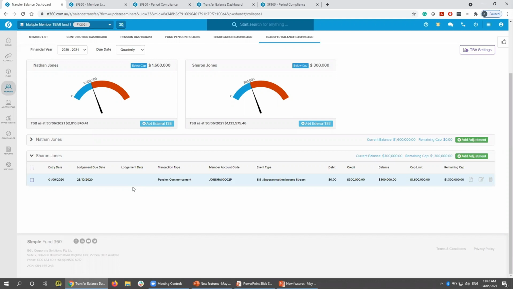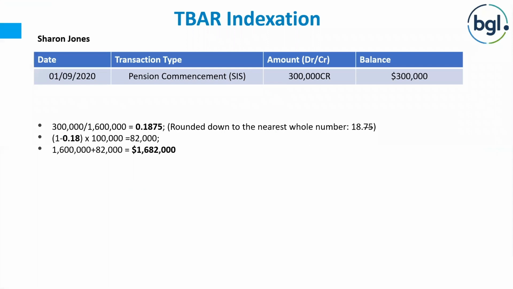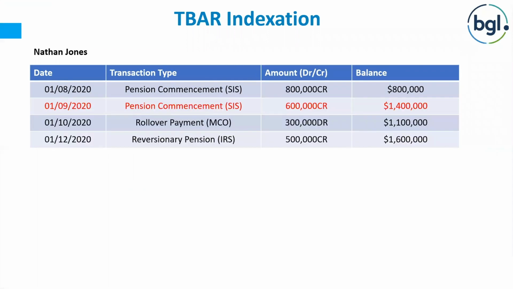In terms of the lodgement side of things, nothing's changed. I'm just going to be taking you through just the changes in terms of what we've implemented for the TEBA indexation aspect of things. Okay, so that was essentially a more straightforward example. Next, let's look at a more complex one.